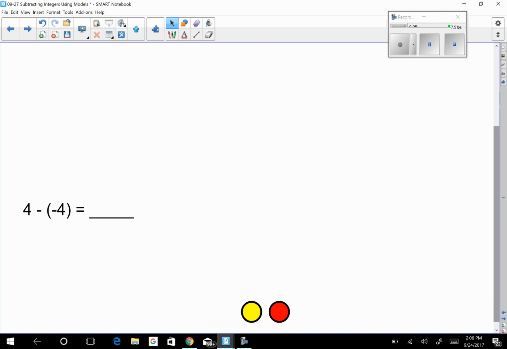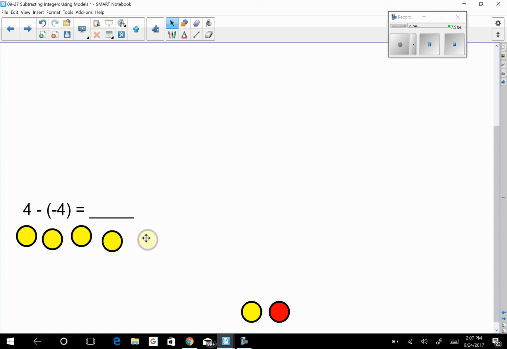Our next example, 4, take away -4. So we're going to start with our group of 4. This is 4 positives. So 1, 2, 3, and 4. Now, it says we're supposed to take away 4 negatives from this. Well, I don't have 4 negatives to take away. So what's my solution? To bring in 0 pairs. So I can bring in the 4 negatives without affecting the balance of what's already here.